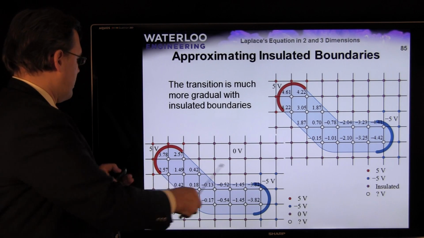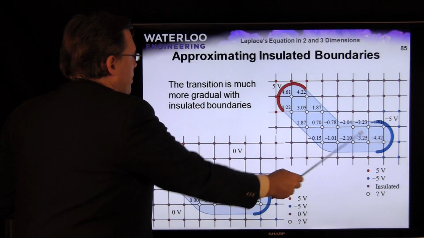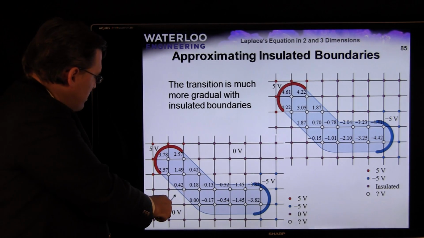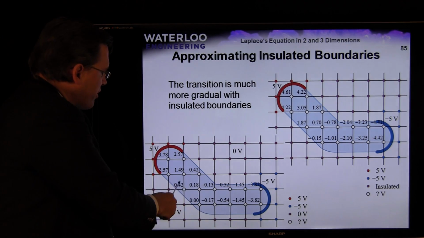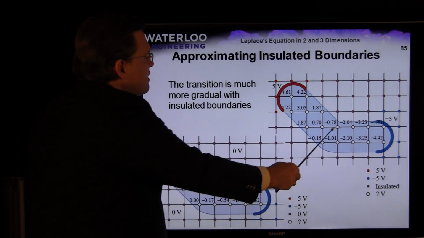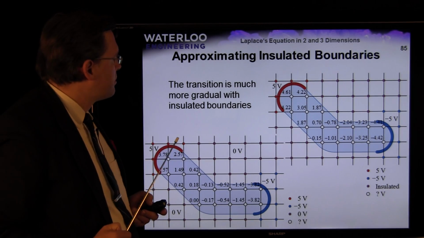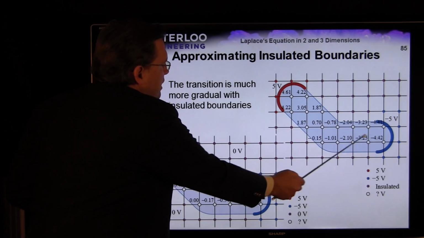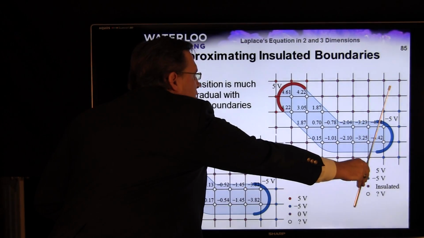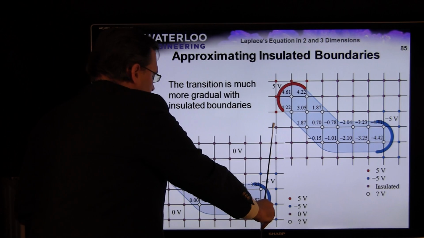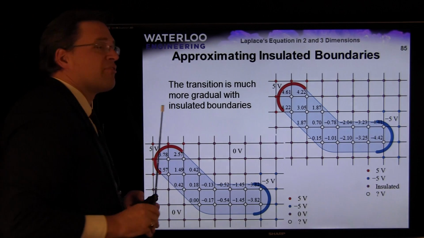Now, here we have 0 volts, here we have insulated boundaries. Notice that at 0 volts, these points here are all very close to 0. If we have insulated points, they're not as close to 0. So again, here we have much more a smooth gradient from negative 5 going up to 5. Here we quickly drop to 0, stay around 0, and then go up to 5.